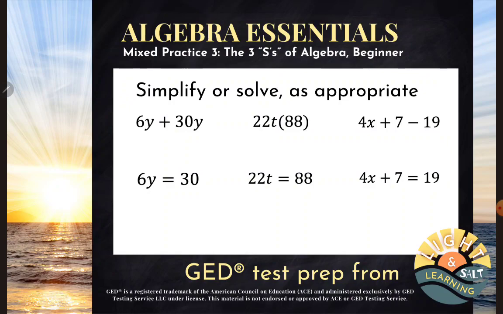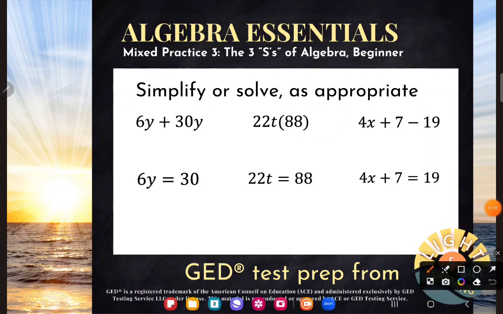So we are going to practice here knowing when to simplify and when to solve. And that's why these directions are kind of weird. It won't look like this on the GED, all right? Simplify or solve as appropriate. I'm just trying to get you to read the symbols to know what we even can do if we wanted to. So first example, 6y plus 30y.